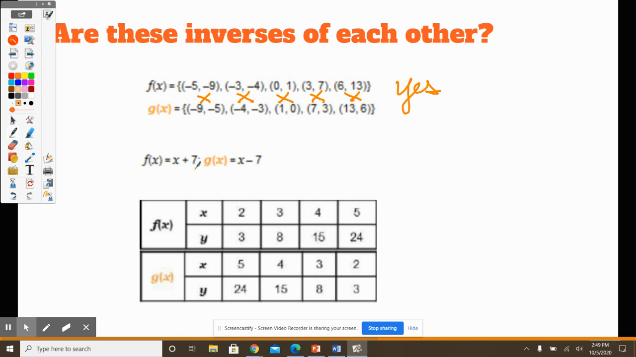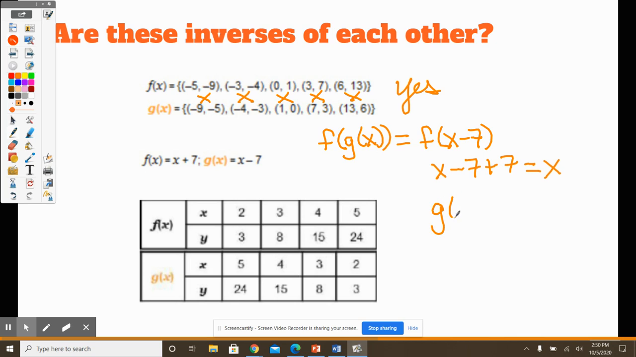How about this? Is adding the inverse of subtracting in this case? Well, if you can't tell, you can do f of g of x. That would be f of x minus 7. Go to function f, take out the x, plug in the x minus 7, and it's x minus 7 plus 7, which gives me x. So these are inverses.